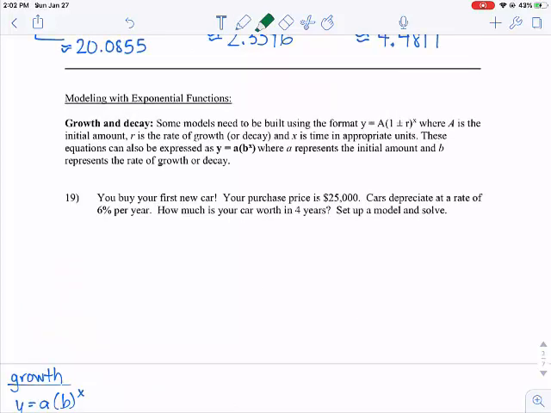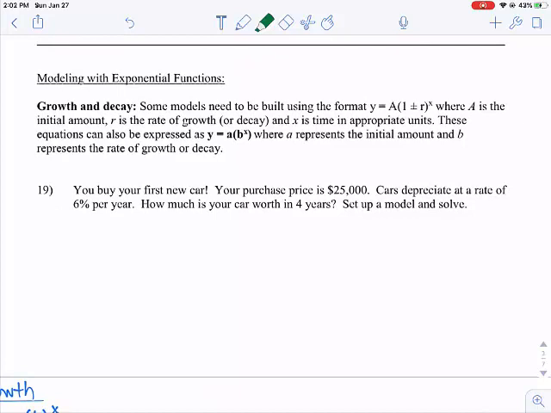So here it is, it says, you buy your first new car. Your purchase price is $25,000. Cars depreciate at a rate of 6% per year. How much is your car worth in 4 years?